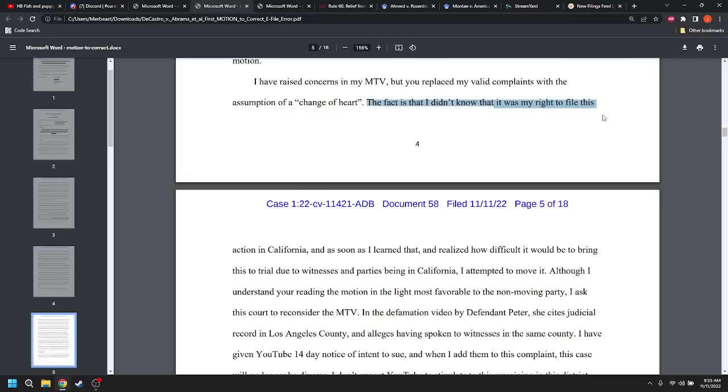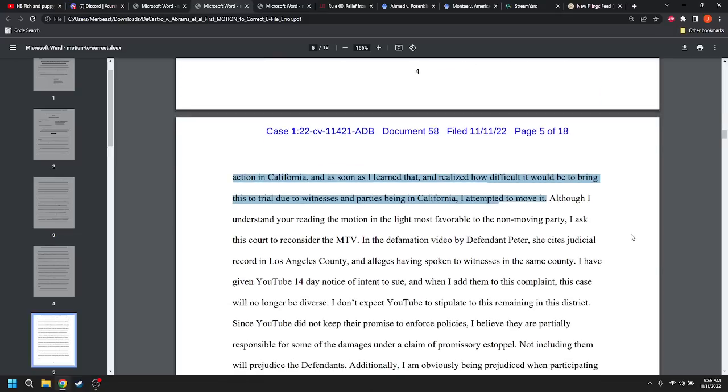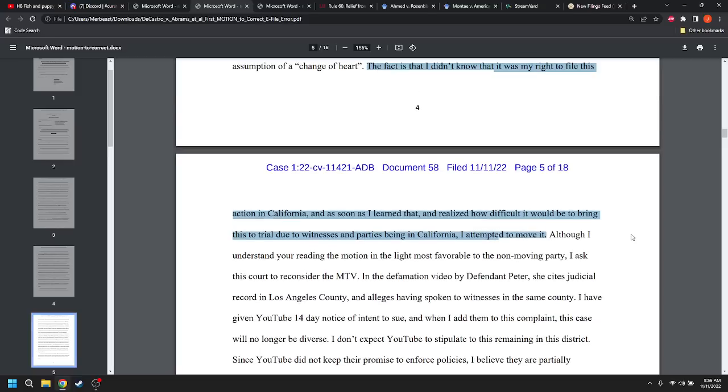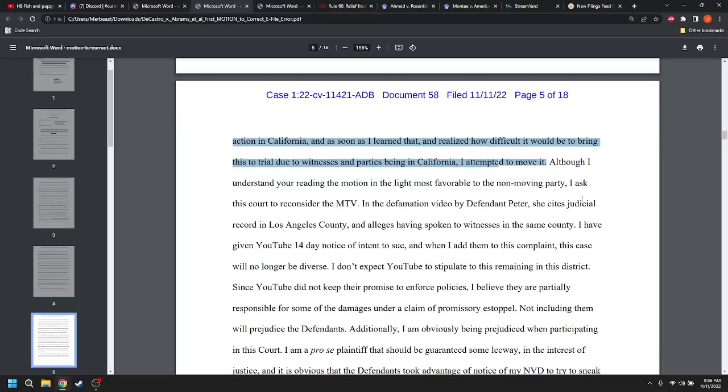The fact that I didn't know that it was my right to file this action in California, and as soon as I learned that and realized how difficult it would be to bring this to trial due to witnesses and parties being in California, I attempted to move it. Well, you're assuming that you have a right to file it in California, which I disagree. I don't believe that California has personal jurisdiction over the defendants. And you should have figured that out before you filed, dude. That's like a classic you mistake.